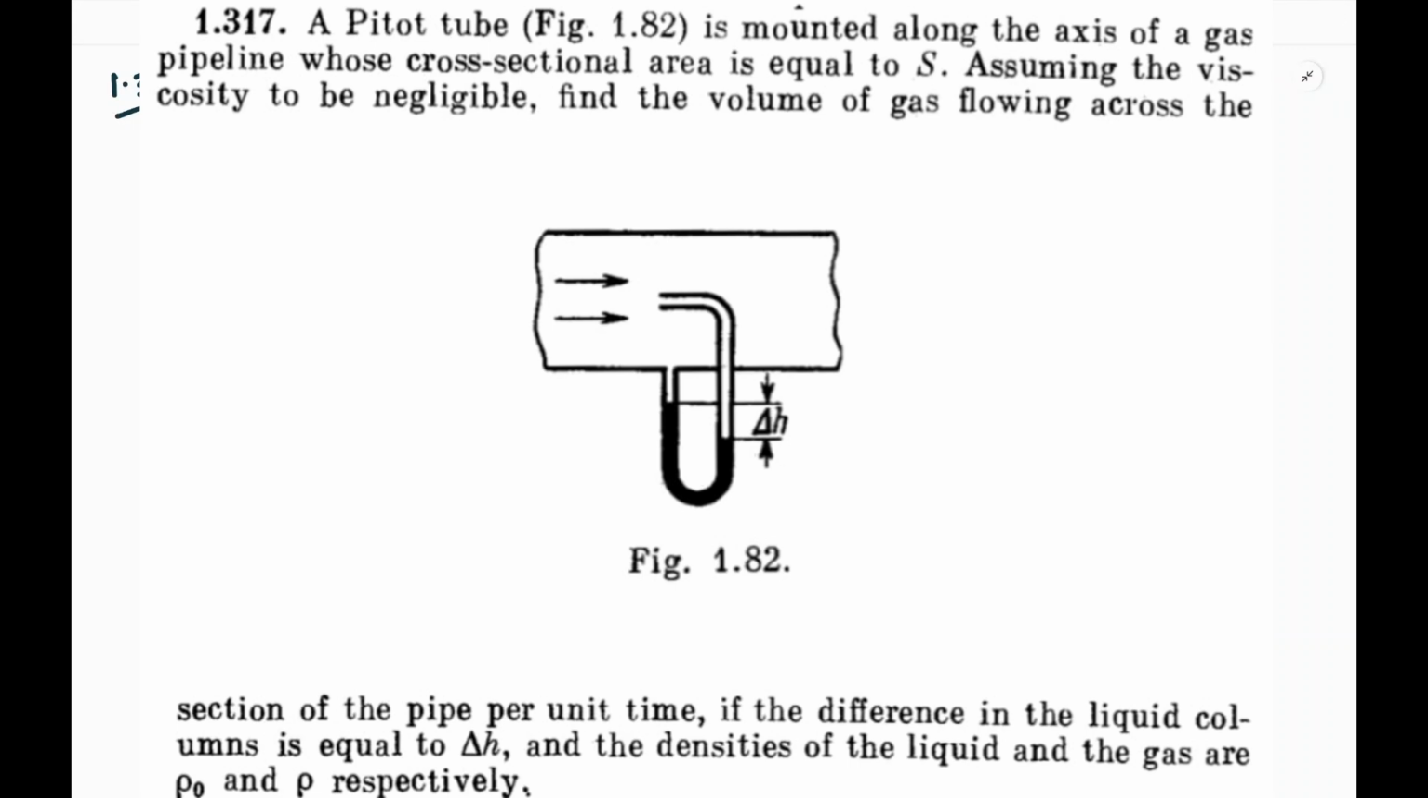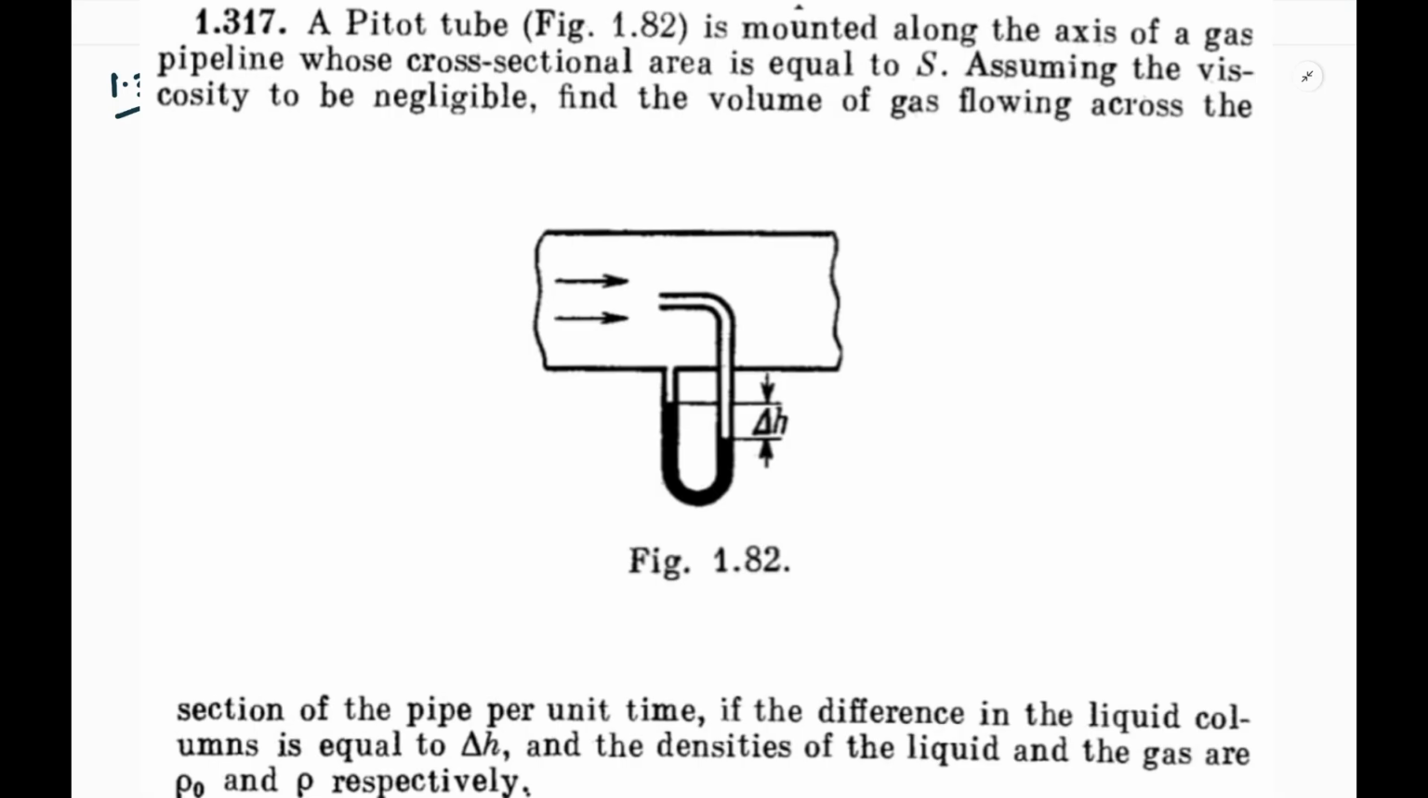So we are beginning with the problem solving session on fluid mechanics, and this is the first problem, number 1.317 in this series. It states: a pitot tube is mounted along the axis of a gas pipeline whose cross sectional area is equal to S. Assuming the viscosity to be negligible, find the volume of the gas flowing across the section of the pipe per unit time if the difference in the liquid column is equal to delta H and the density of the liquid and the gases are rho naught and rho respectively.